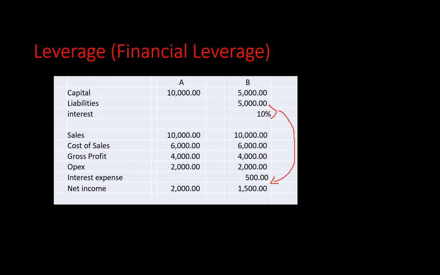So now you will say, if I haven't taken the offer of my mother, my net income should have been 2,000. But because of this interest, my net income is only 1,500. So are we saying that this option is better than B? Let's try to analyze further.